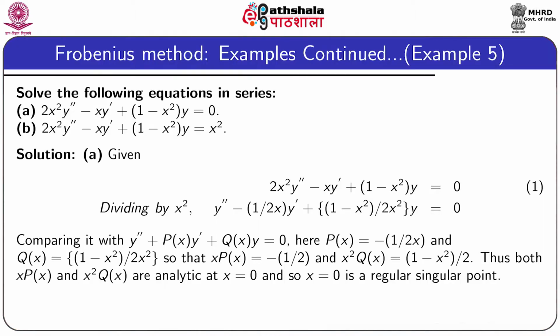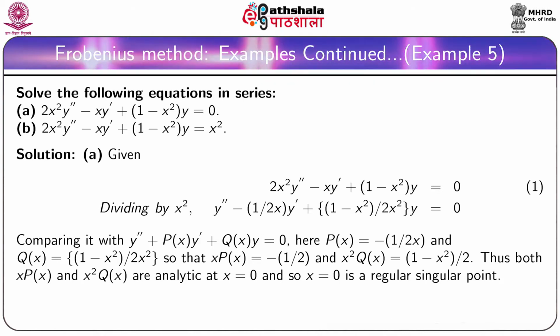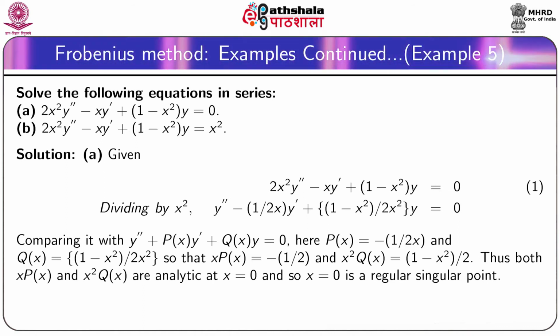In this example, we have to solve the equation 2x² y'' − x y' + (1 − x²) y = 0. We have a second part of the same problem where the left hand side is the same, only on the right hand side we have a function x². So in the first part of the problem, it will only consist of the complementary function, and in the second part of the problem, we have to consider both the complementary function and the particular integral. So let's start with the first part of the problem.